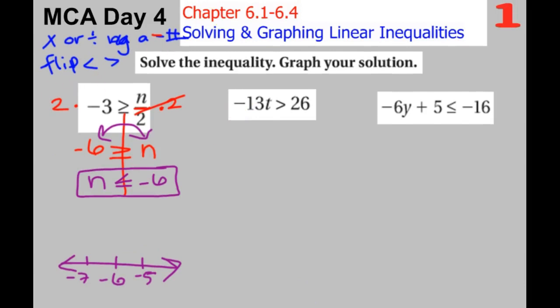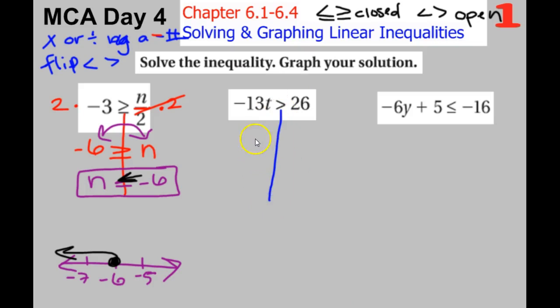Also, another quick reminder, if you have less than or equal to or greater than or equal to, those are closed circles or filled in. If you don't have the equal to, those are open circles. So this one does have it, so it's a closed circle. And like an L, less than negative 6 is the more negative numbers, negative 7 to the left.